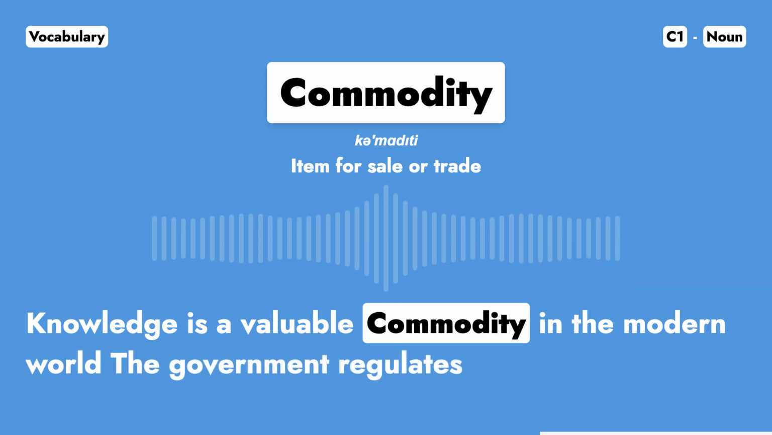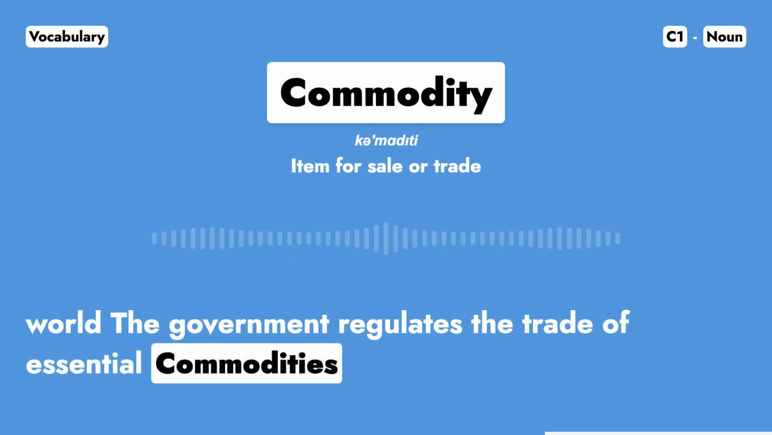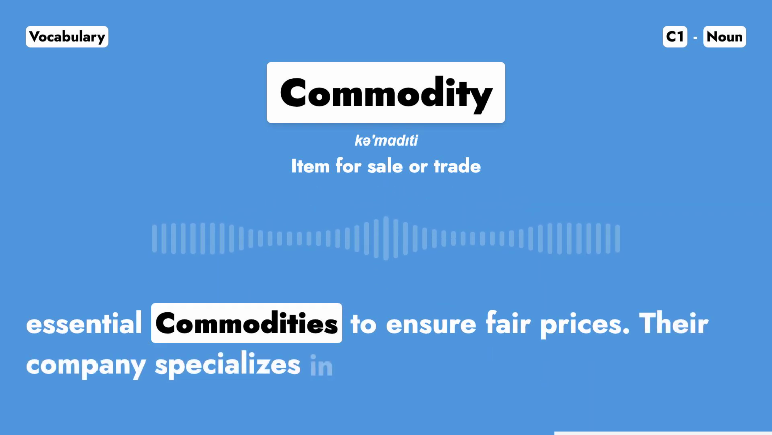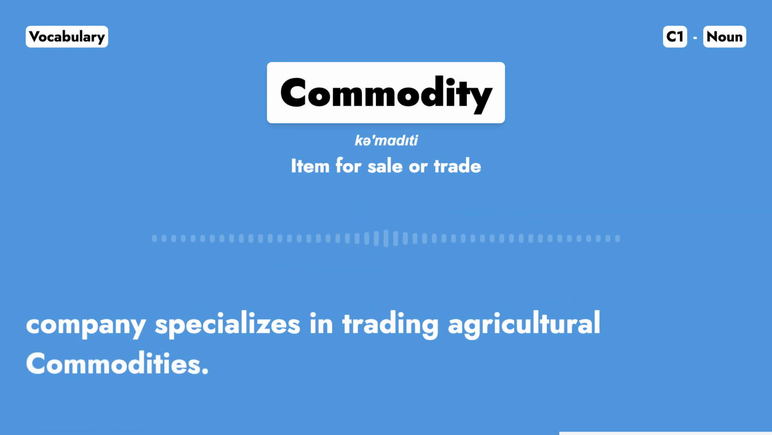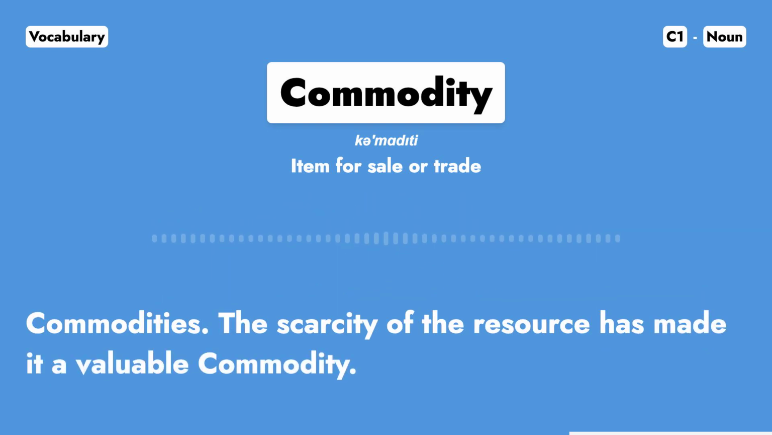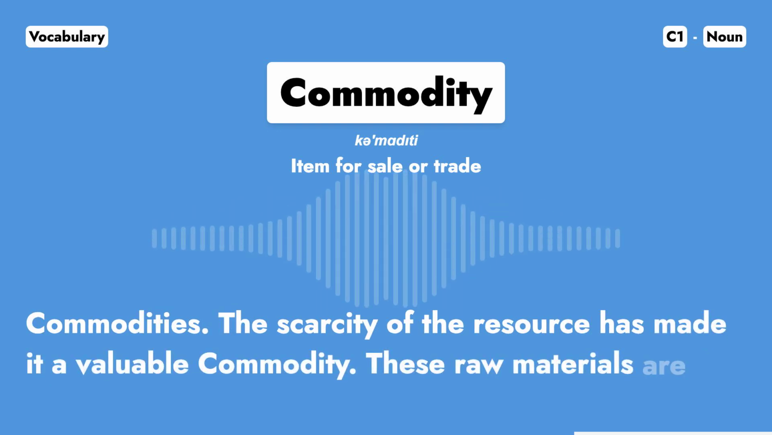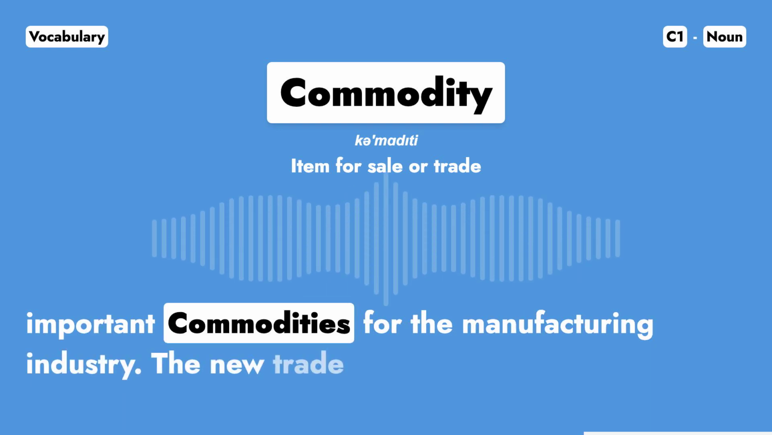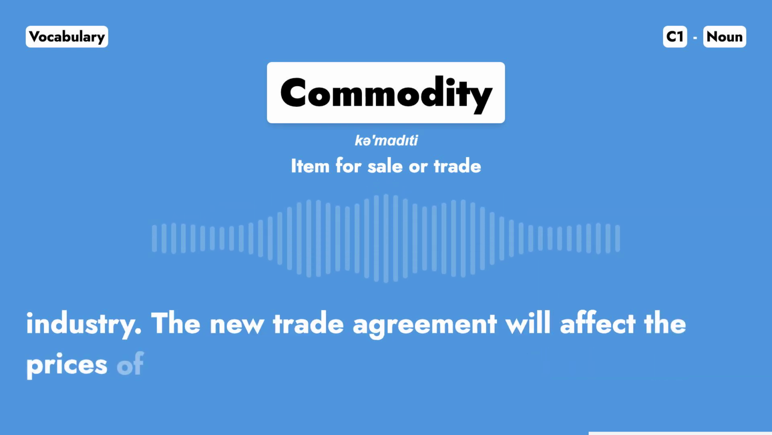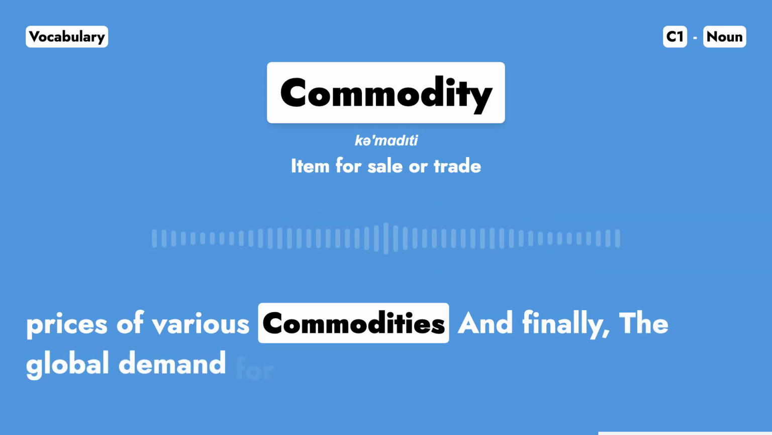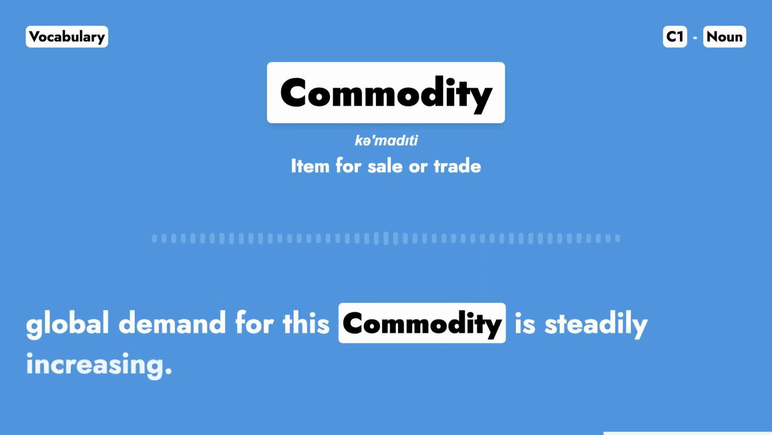The government regulates the trade of essential commodities to ensure fair prices. Their company specializes in trading agricultural commodities. The scarcity of the resource has made it a valuable commodity. These raw materials are important commodities for the manufacturing industry. The new trade agreement will affect the prices of various commodities. And finally, the global demand for this commodity is steadily increasing.